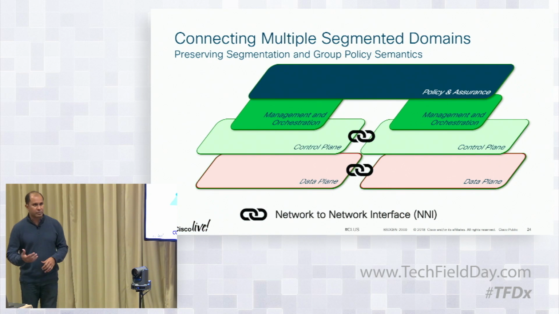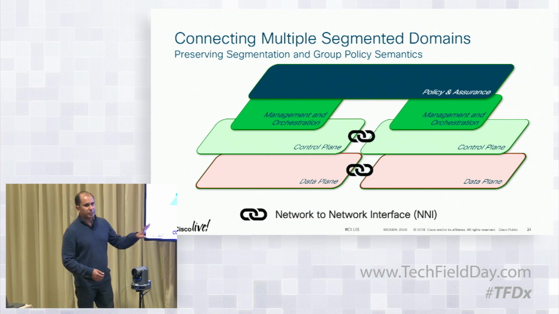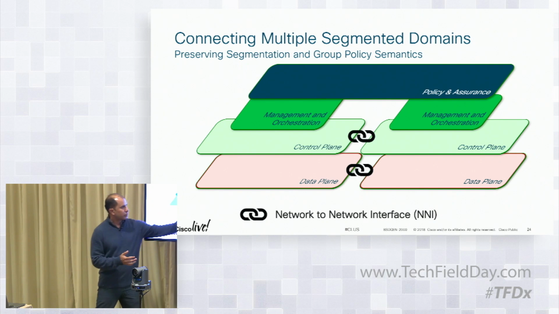I should be more affectionate with VRF Lite because it does solve a lot of problems, but I'll call it a wedge. So now you've seen how we have these multiple domains, and basically what you saw in the last few slides is us creating those network-to-network interfaces between the data plane and the control plane. So we create that linkage, right?